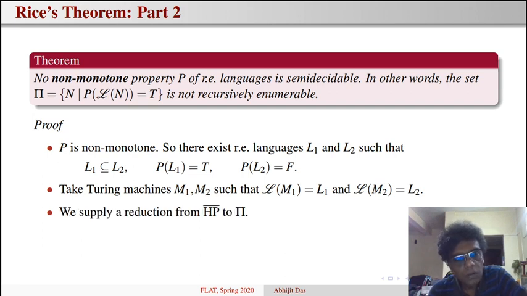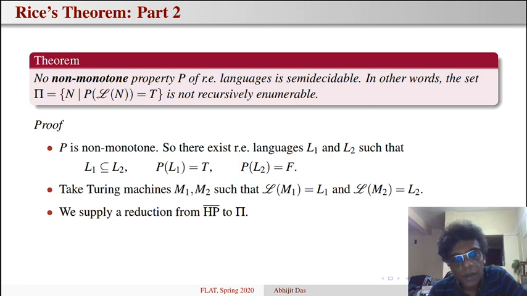So now we are done if we can supply a reduction from the complement of the halting problem to this pi. So this pi is not same as that earlier pi. I am using the same pi, same notation. So complement of HP to pi.